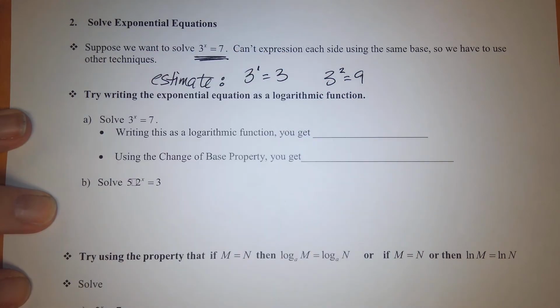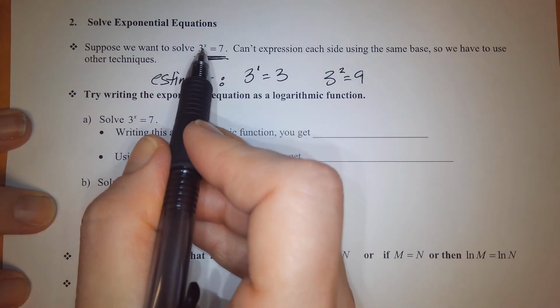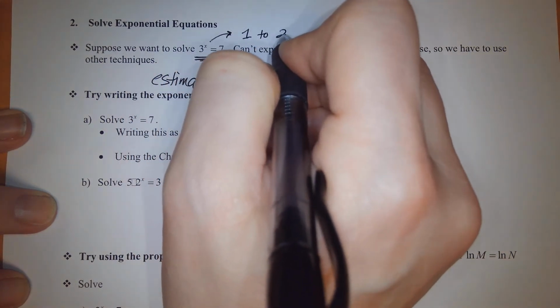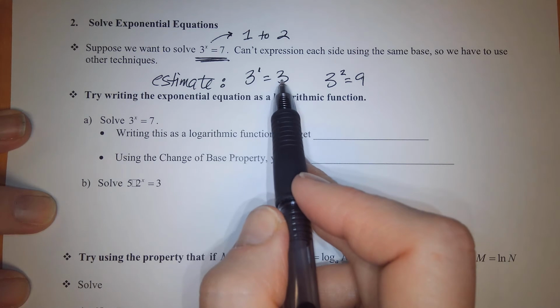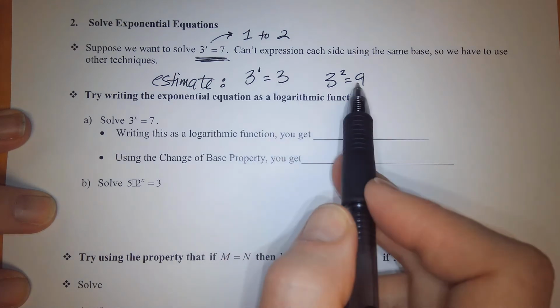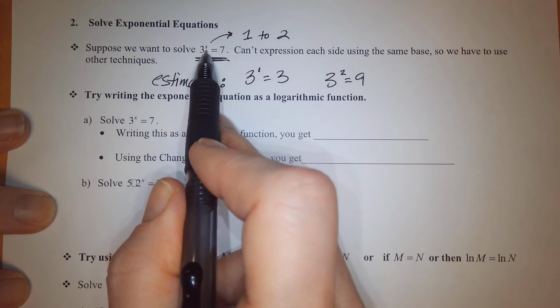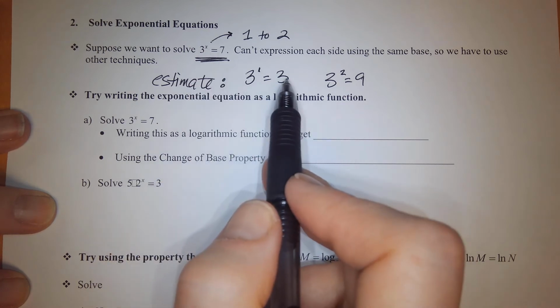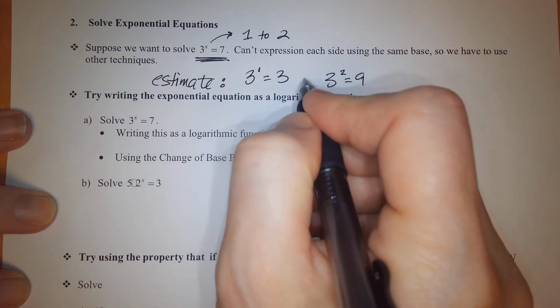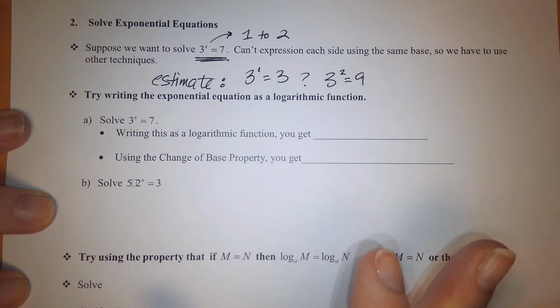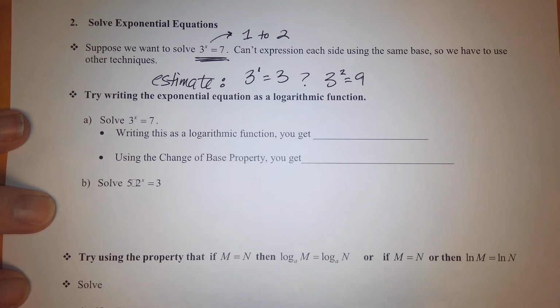So when I ask 3 to the what power is 7, clearly x is going to be a number somewhere between 1 and 2, because we want the answer, or the argument, to be somewhere between 3 and 9, since the answer is 7. So I know this exponent is going to have to be 1 point something. Knowing about where your estimate is going to be will help us in determining the answer, making sure we don't get any silly answers.